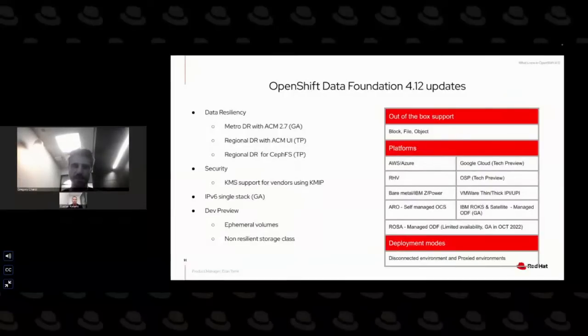We expanded our KMS support to additional vendors that use KMIP like Thales and others. We also have IPv6 single stack support. IPv6 dual stack is still in dev preview and planned for GA in 4.13. Finally, we are adding dev preview support for ephemeral inline volumes as well as a non-resilient storage class that relies on a single replica storage pool. And that is it for storage. Handing over to Frank for Telco 5G.